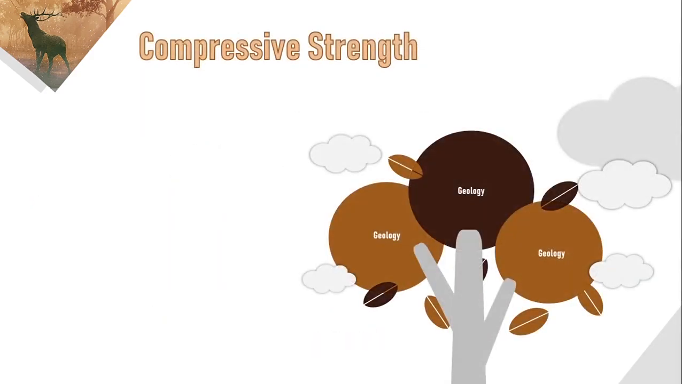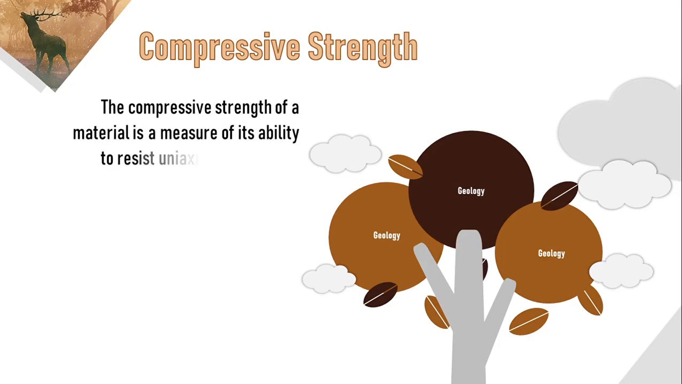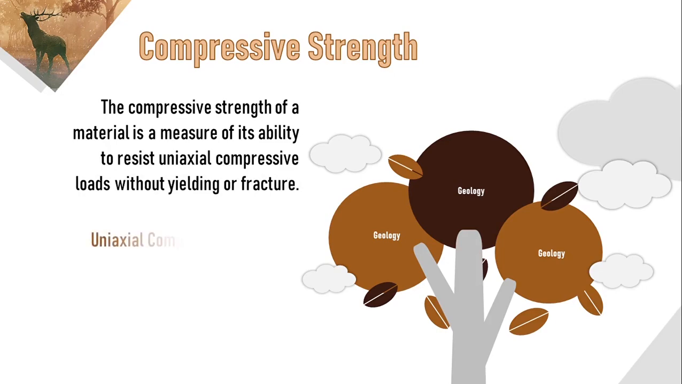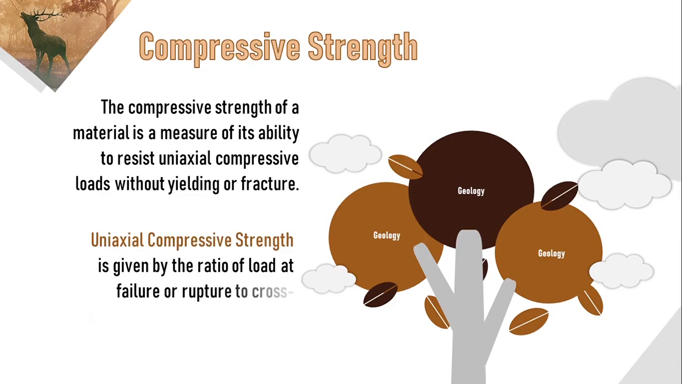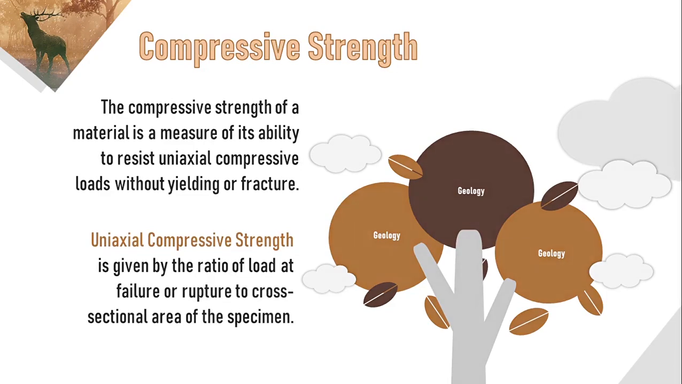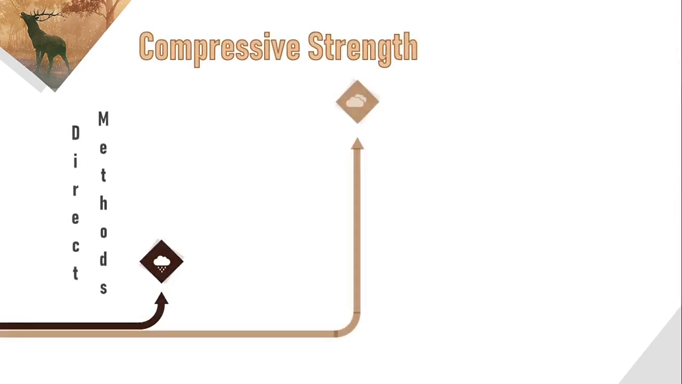Compressive strength. The compressive strength of a material is a measure of its ability to resist uniaxial compressive loads without yielding or fracture. Uniaxial compressive strength is given by the ratio of load at failure or rupture to cross-sectional area of the specimen. Direct methods.